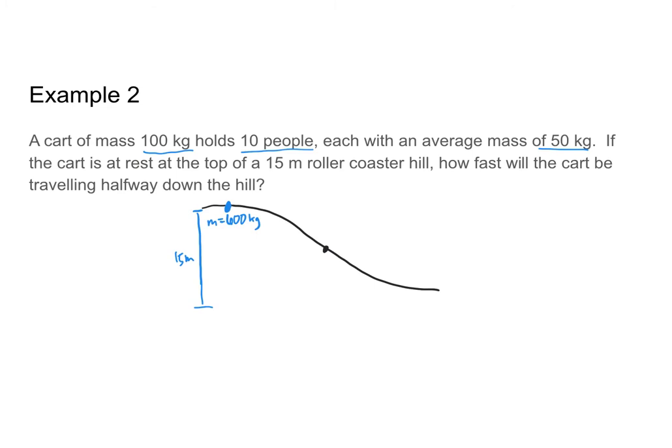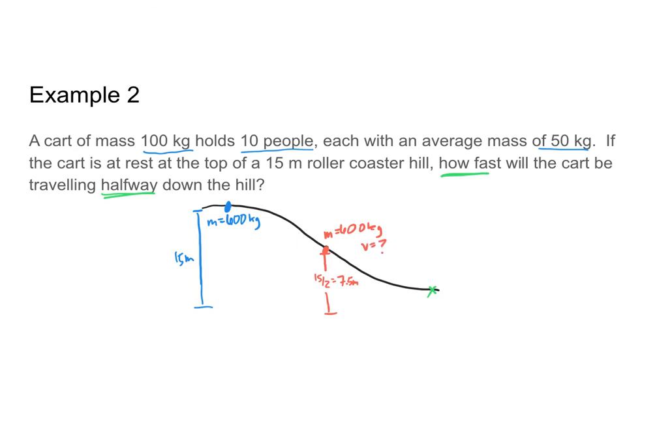But our new end point is figuring out how fast we're traveling halfway down the hill. So instead of looking at the end, we're going to look at a new end point, and that is halfway down the hill, where our height is going to be 15 over 2, or 7.5 meters. Now, we have the same mass that we did before, so we're going to start with that same 600 kilogram mass. And what we want to do is figure out our speed.